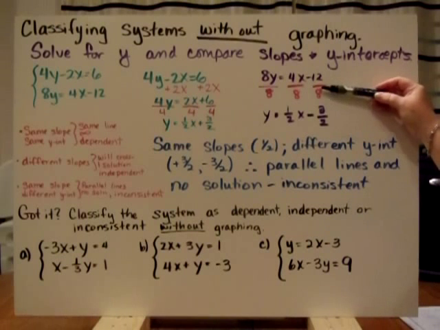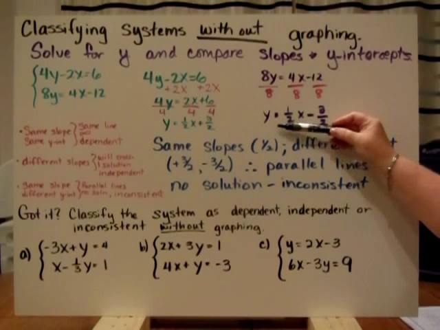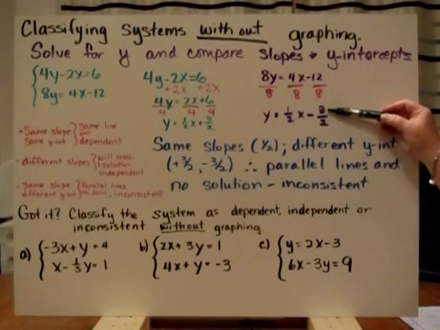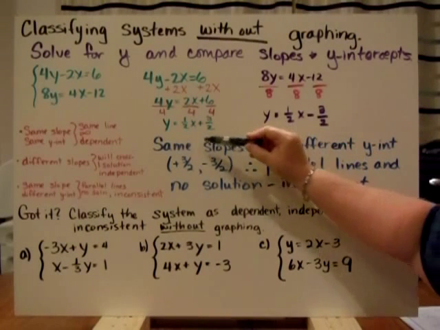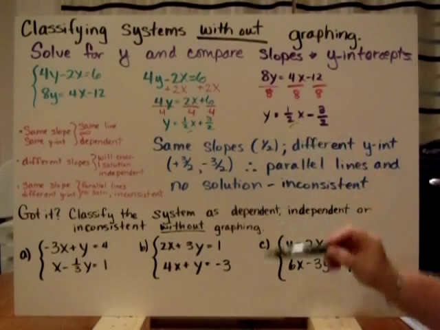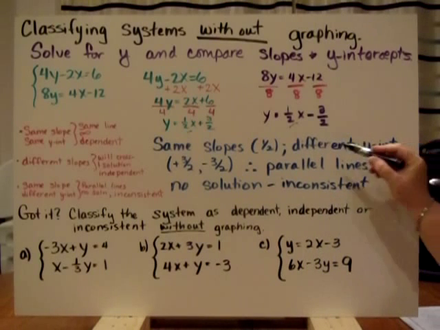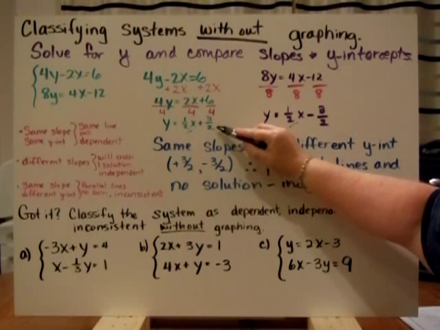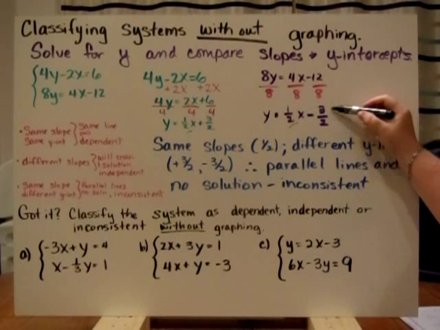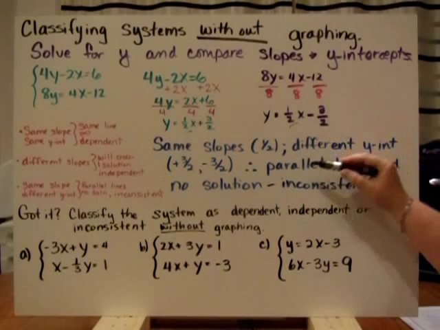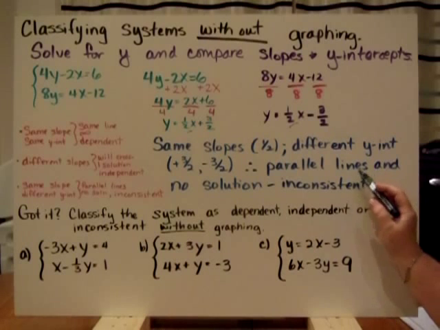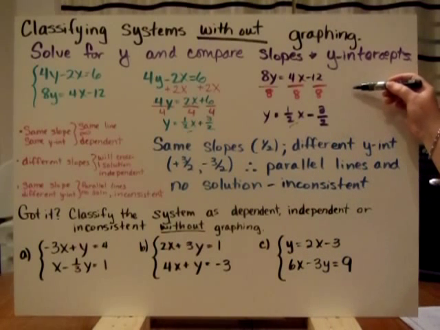In this one, all we have to do is divide through by 8, and we get y equals 1/2 x minus 3/2. They have the same slopes. They both have a slope of 1/2. But they have different y-intercepts. This has a positive 3/2 as a y-intercept. This has a negative 3/2. Therefore, the lines are parallel and there is no solution, so this is an inconsistent system.